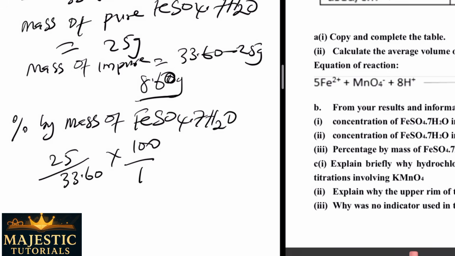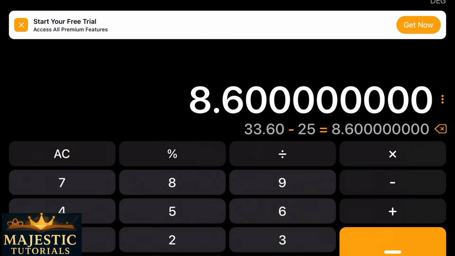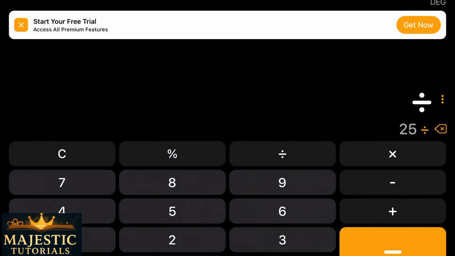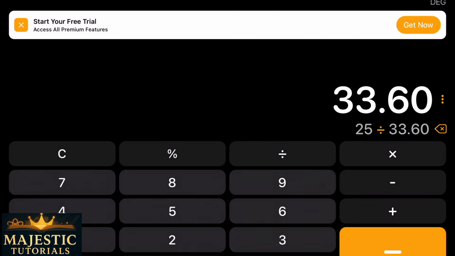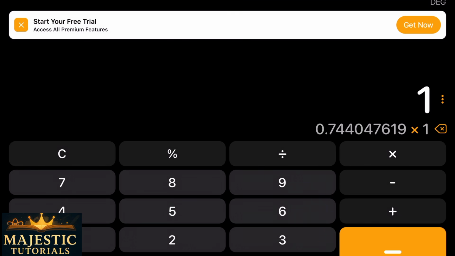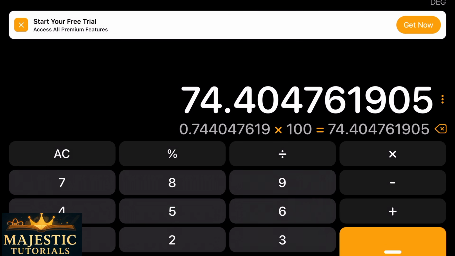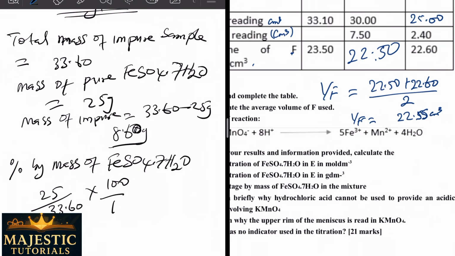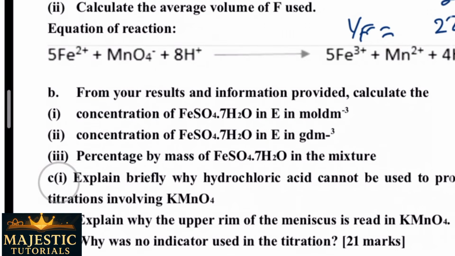So 25 divided by 33.60. It's going to be close to 80%. Oh, it's not close to 80, it's 74.4%. To a significant figure, anyways, 74.4%. Okay, the next question, that's question C.